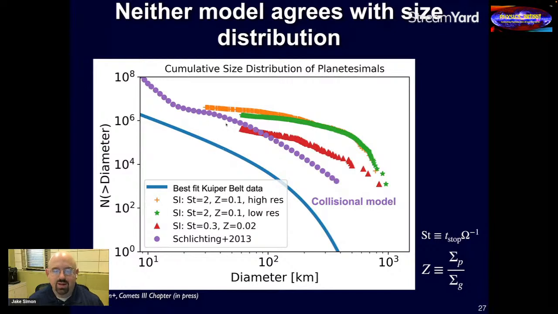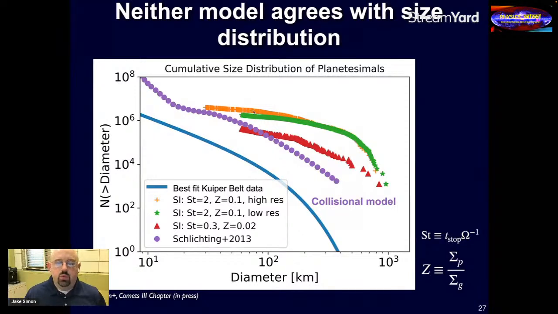But it doesn't really matter because the curves up here are so far off that it's clearly not in agreement. Also, I want to point out, if you're looking at this little box and wondering what these are, ST here is just the Stokes number, which is basically related to the particle size, and Z here is the amount of material relative to the gas. So the particle surface density relative to the gas surface density. And this is proportional to the particle size.